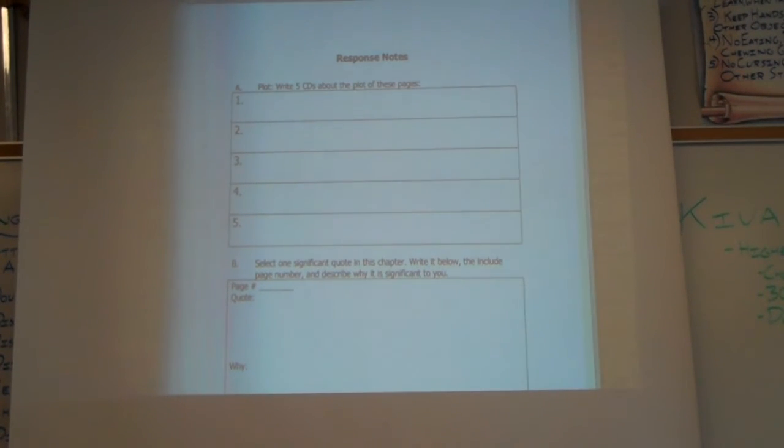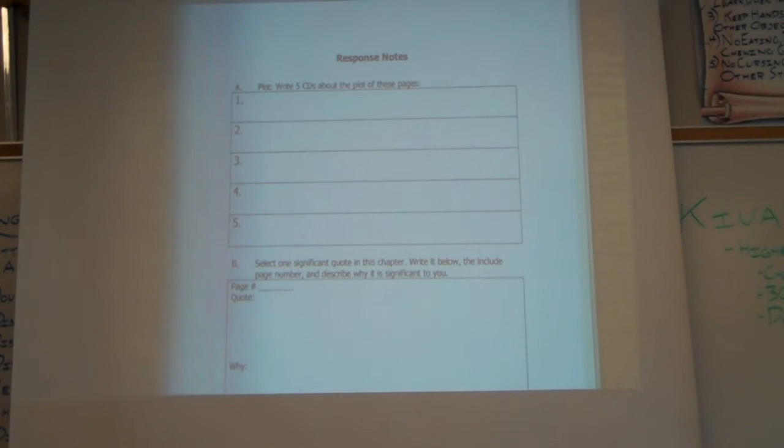When you're reading a text in my class, it's imperative that you also take notes on that text. One way to do that is with the response notes that you see on the screen. The response notes are a very quick and easy way to jot down all of the important information from a given set of text. As you can see, it's got 5 sections.